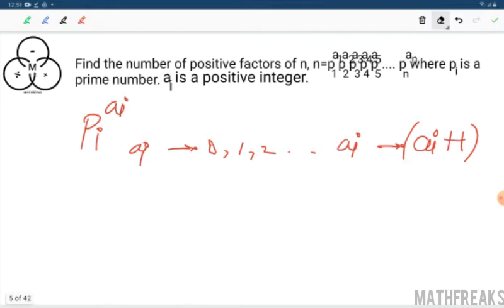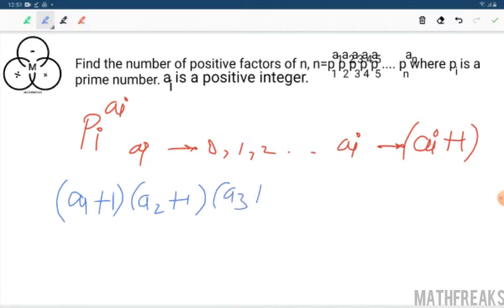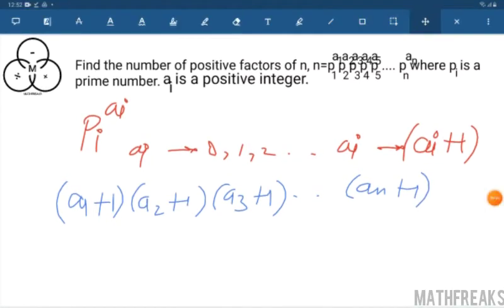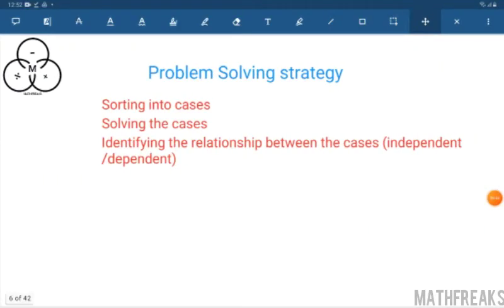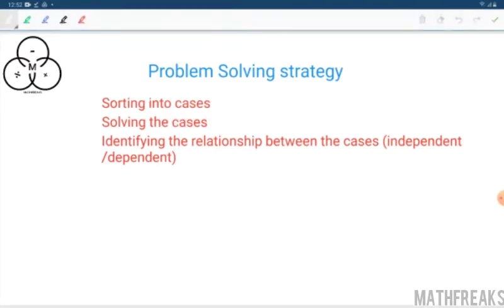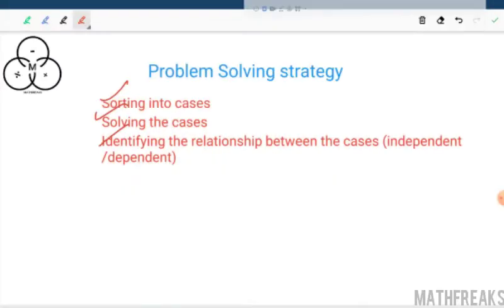And the cases are also independent of each other, we have already seen. So the number of factors is (a1 plus 1)(a2 plus 1)(a3 plus 1) up to (an plus 1). It should be absolutely clear. Problem solving strategy: we just need to solve the cases. We need to first sort into cases, solve the cases, and identify the relationship between the cases. Those are the 3 problem solving strategies.